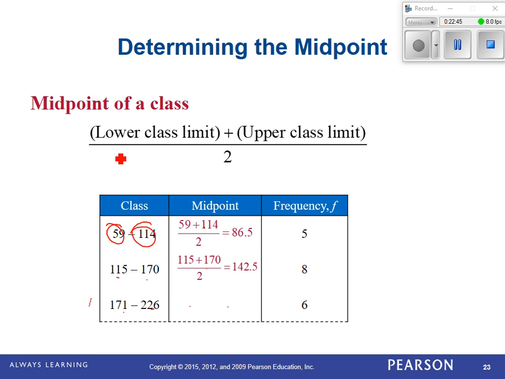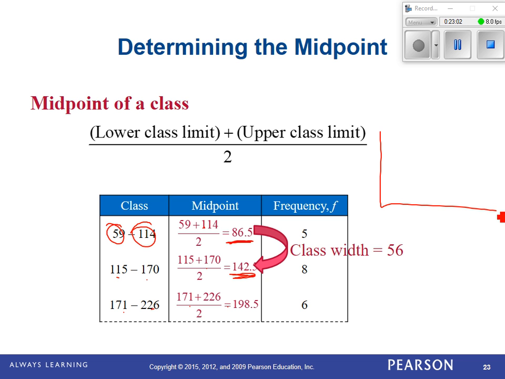So on this one, you get 86.5, 142.5, 198.5. Notice when I subtract these two, I get 56. I get the class width. Now where that midpoint's going to come in handy is when we go to make a graph of this.